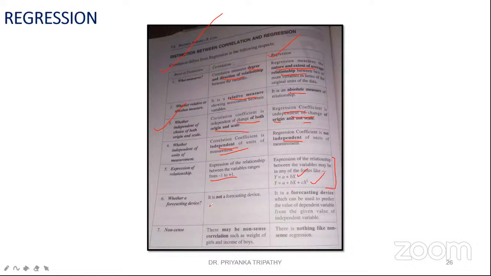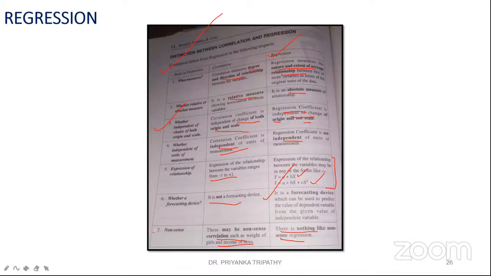Correlation is not a forecasting device; we cannot forecast anything with it, but in regression we can forecast. So regression can be used as a forecasting device. There may be nonsense correlations, such as the weight of girls and the income of boys. We can find a relation between them, right? But in regression, if there is any abstract thing or nonsense, we cannot find any regression.